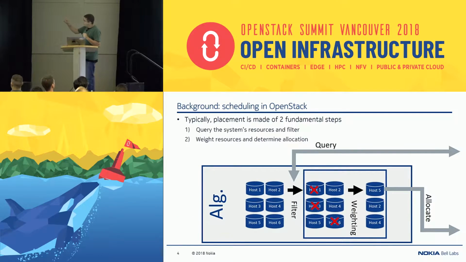So let's dive a bit into how things work within the algorithm. There are fundamentally two steps that need to be done. The first is querying the system resources and then filtering them based on whatever resource can accommodate the specific request that has arrived. And then, after filtering non-relevant resources, there is a process of prioritizing the remaining resources. And then there is a selection to accommodate the request that has arrived.